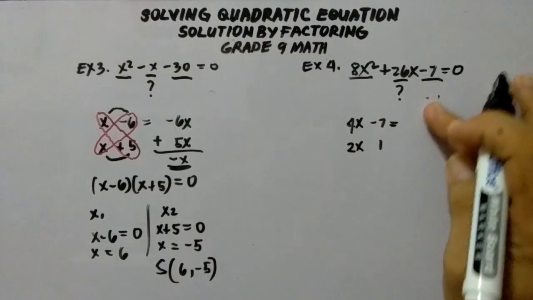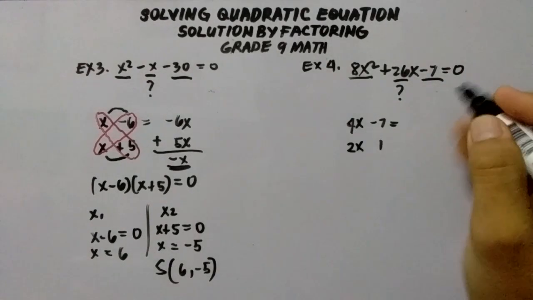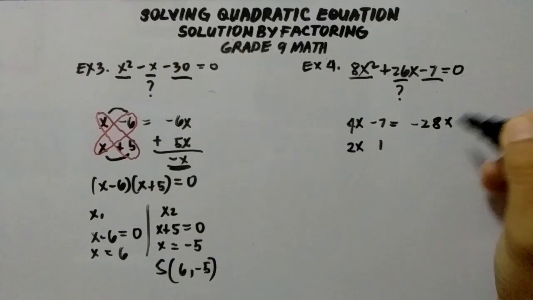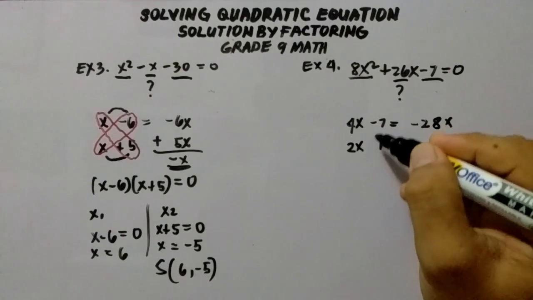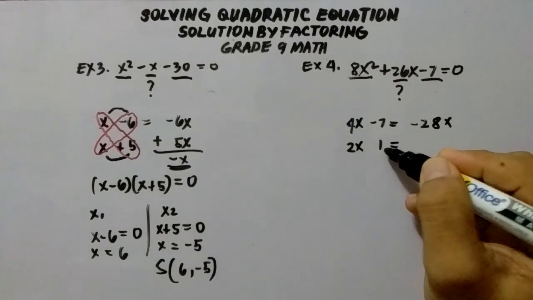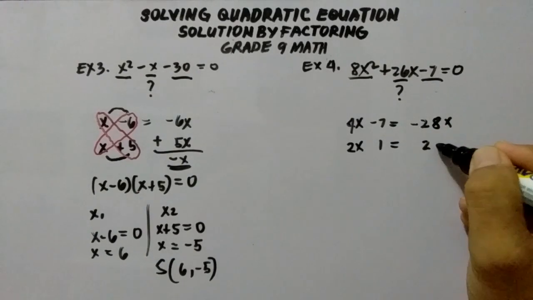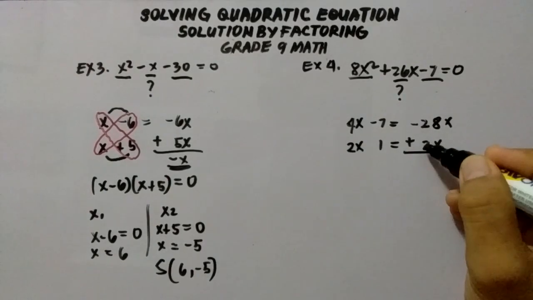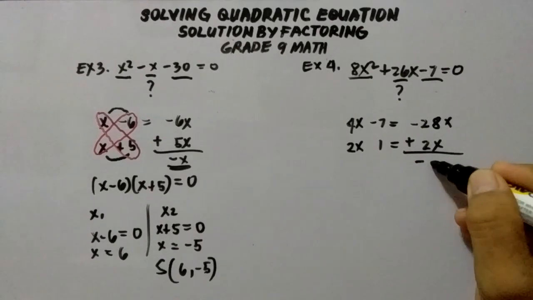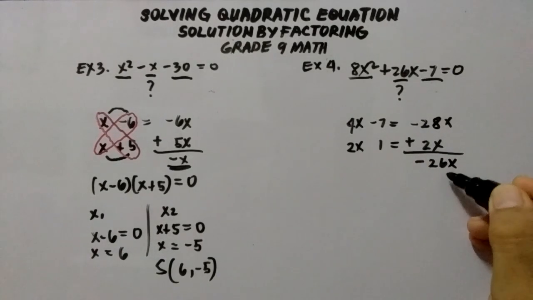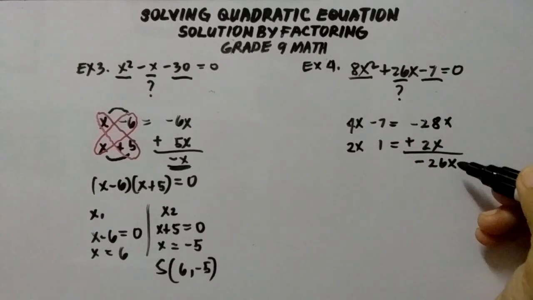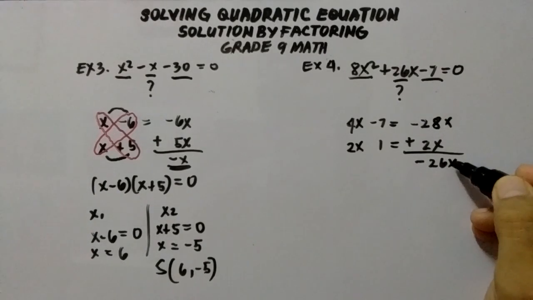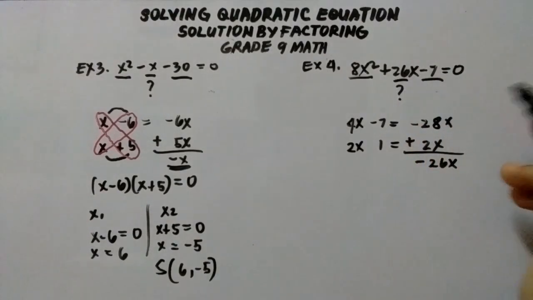Okay? So, let's multiply. Burahin na po natin to. Okay, 4x times negative 7, we have negative 28x. Okay, so 2x times 1, so we have positive 2x. Then let's add. So negative 28x plus 2x, so we have negative 26x. Okay, so tama po ba dun sa middle term natin? So, mali po. Kasi ang nakuha po natin is negative 26. Okay? So, dito po is positive 26.